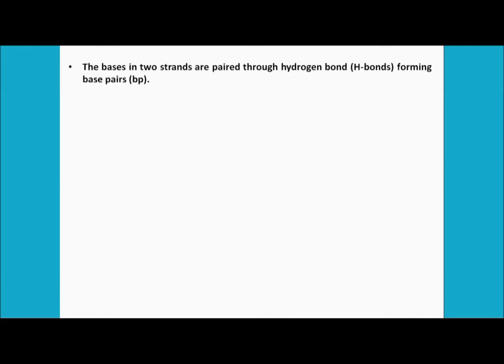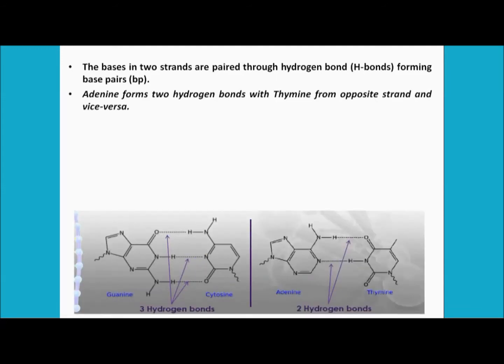So what is a base pair? When 2 nucleotides join via hydrogen bonding, they form a base pair, right? You should know that adenine forms 2 hydrogen bonds with the thymine on the opposite strand and vice versa. Thus adenine always pairs with thymine with 2 hydrogen bonds, and for G and C there will be 3 hydrogen bonds. Here this is the guanine and cytosine, they have 3 hydrogen bonds, and adenine and thymine have 2 hydrogen bonds. Similarly, guanine and cytosine will have 3 hydrogen bonds.